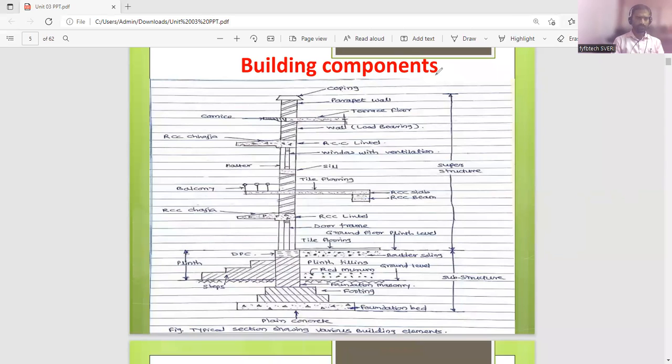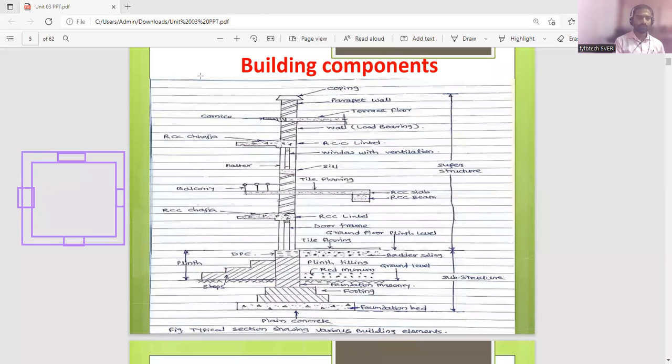Okay. So when you take it, this is your building plan. There is a window. This is the plan, whatever I am drawing. This is also a window. This is the main door. There is a window, and here there is a window. Okay. So what I will do, I will take a section. I will cut this window or this door, and the portion is called XX.